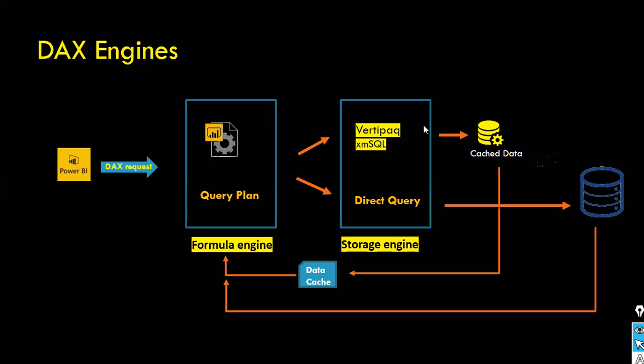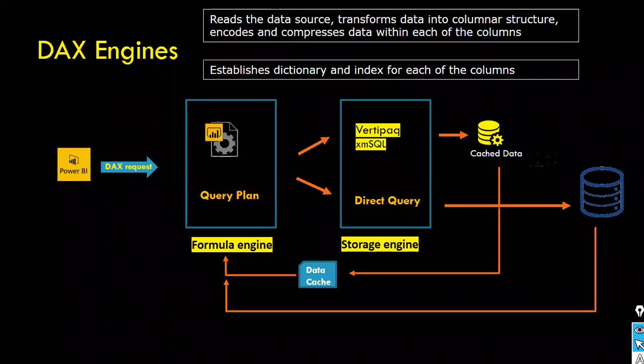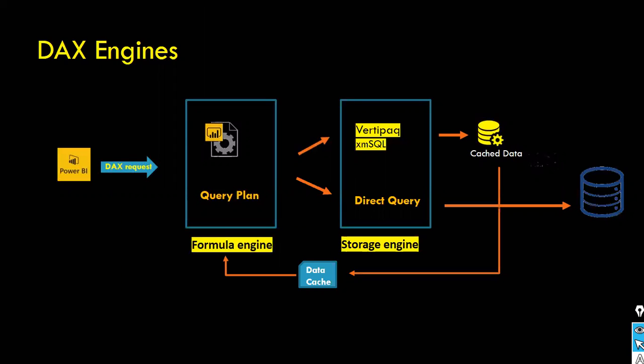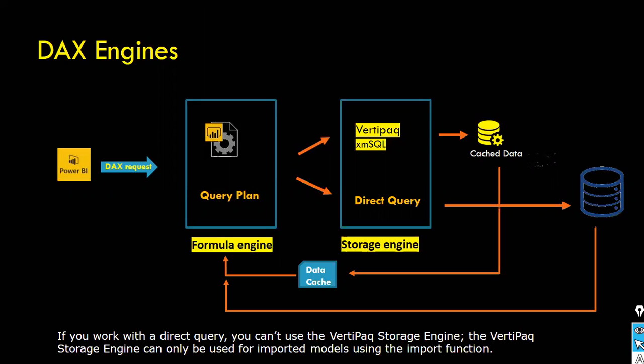In import mode only, does it convert the table or data into columnar, then do the encoding, then the data compression, and then load the data in memory? Is that happening only in VertiPaq? Yes, it is happening only in the case of VertiPaq, in the case of import connectivity mode. If you work with DirectQuery, you cannot use the VertiPaq storage engine. The VertiPaq storage engine can only be used for imported models using the import function. Please remember this, this is very important.